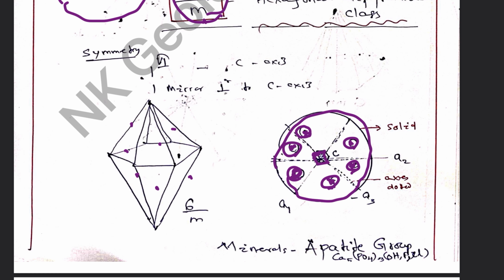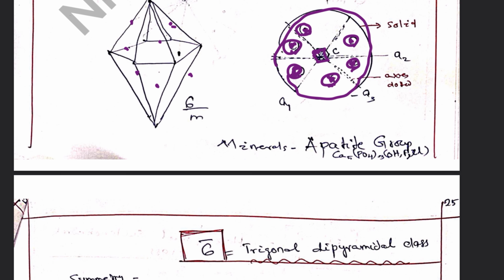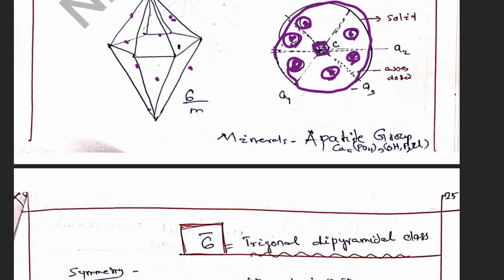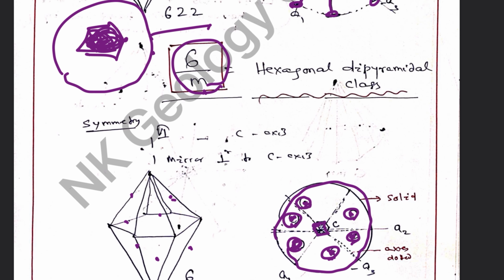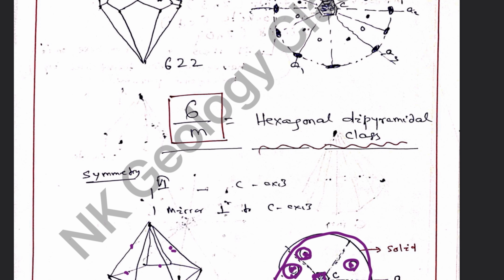These are the faces. These are the upper faces, solid dots, and down faces, open dots, representing 12 faces, 6 upper faces and 6 down faces. Common mineral is apatite, 6 by m. 6 by m is the class which represents the hexagonal dipyramidal class.